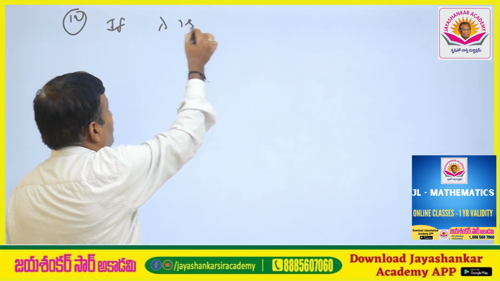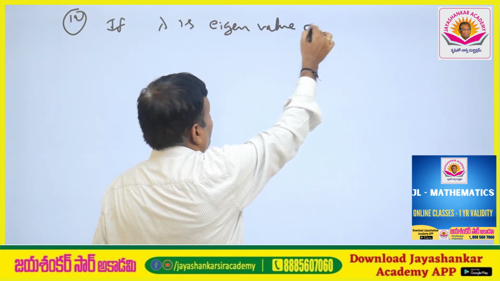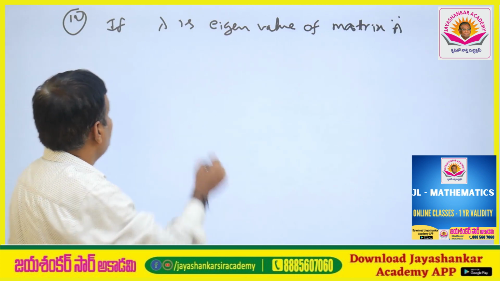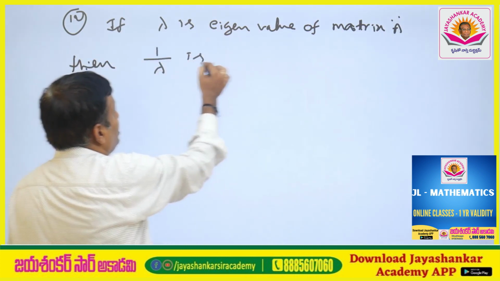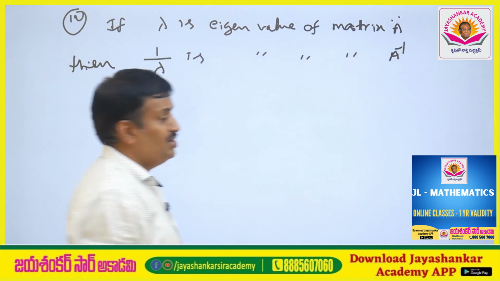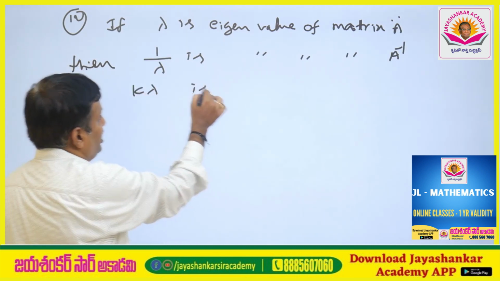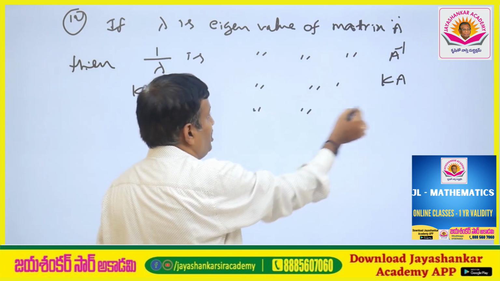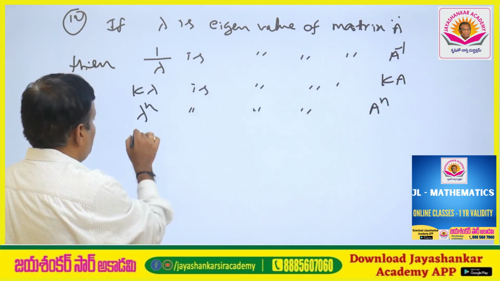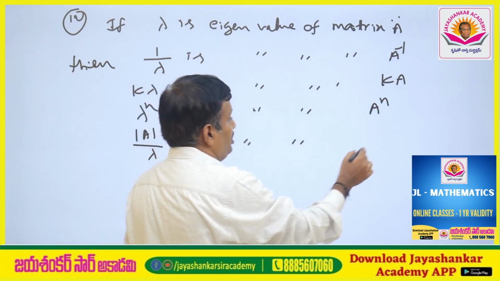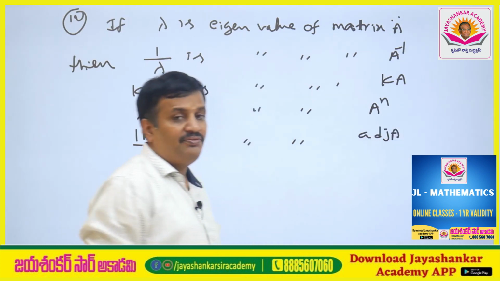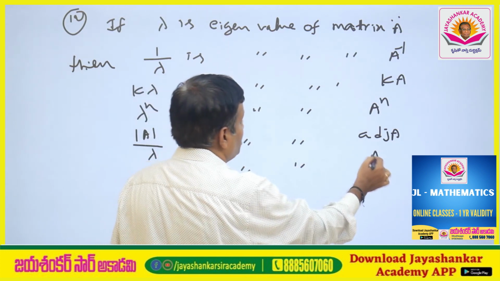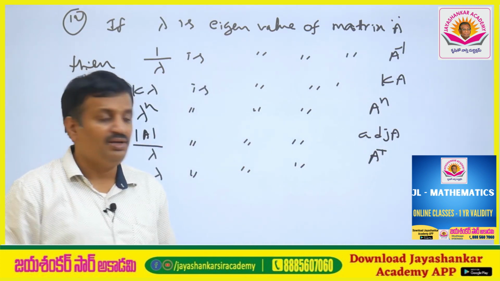If lambda is an eigenvalue of matrix A, then 1 by lambda is an eigenvalue of A inverse. K lambda is an eigenvalue of KA. Lambda power n is an eigenvalue of A power n. Determinant of A by lambda is an eigenvalue of adjoint A. And lambda is also an eigenvalue of A transpose.